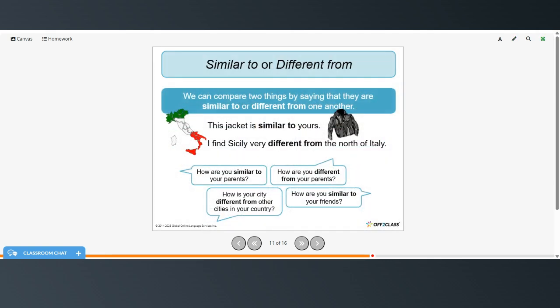We can compare two things by saying that they are similar to or different from one another. This jacket is similar to yours. I find Sicily very different from the north of Italy. And here are some questions that you can answer in the comments. How are you similar to your parents? How are you different from your parents? How is your city different from other cities in your country? And how are you similar to your friends?